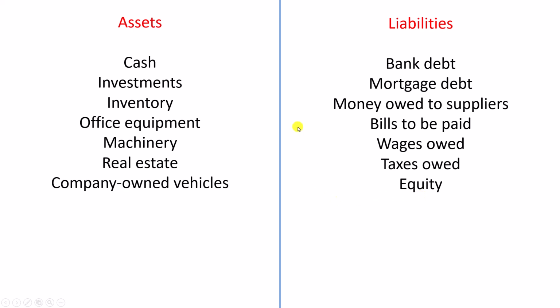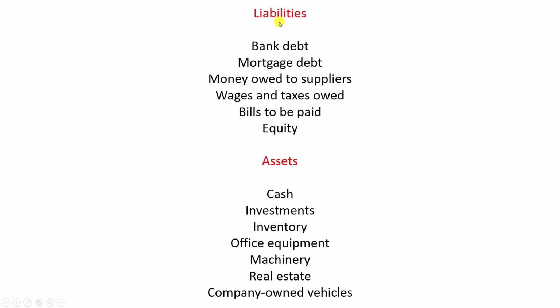Now, if you look at a balance sheet on any website, it would not be looking like this, next to each other. They would have liabilities at the top and assets at the bottom. So this is how a balance sheet would look like. Alright? Now, here is the thing.